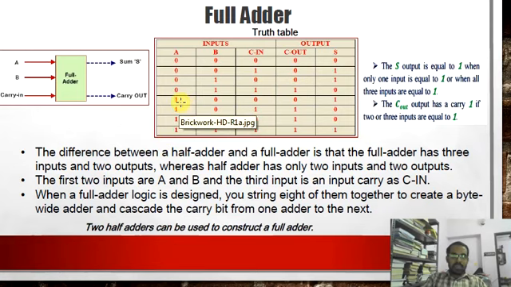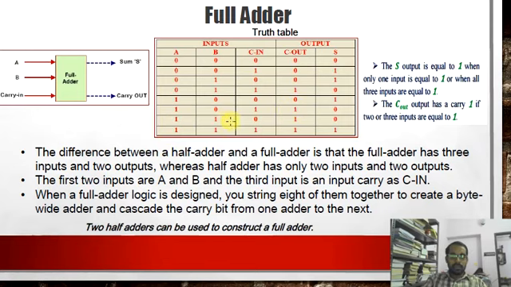In the next case, 1 plus 0 is 1, plus 0 is 1. So the sum is 1, carry is 0. Next case, 1 plus 0 is 1, plus 1 is 2. So that means sum is 0 and there is a carry generated, 1.